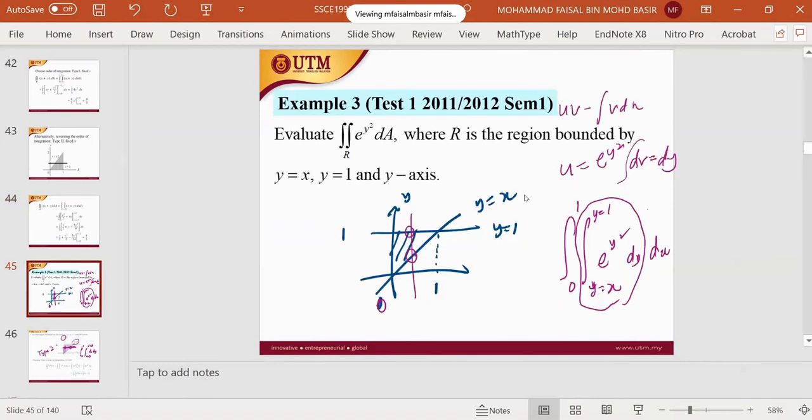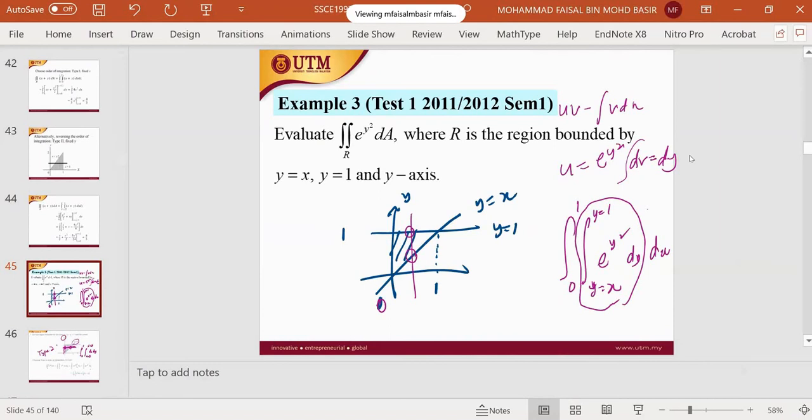Okay. See here, evaluate this, and then give this, y equals to x, y equals to 1, and y axis is x. So which means this is the region, not here. Don't sketch here, because you have y1, yx, and y axis is x. Which means x0, and this is y0. So, if I use type 1, which means outside will be x and inside will be y. It is hard to integrate. You have to use by part.